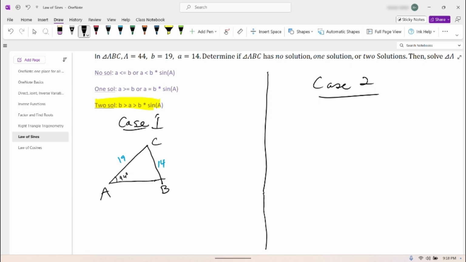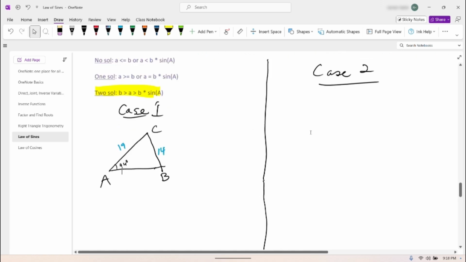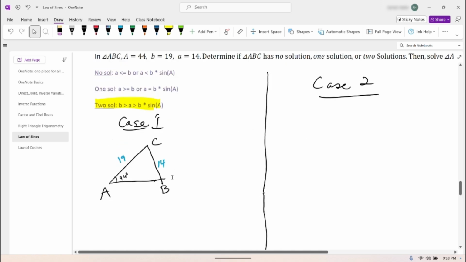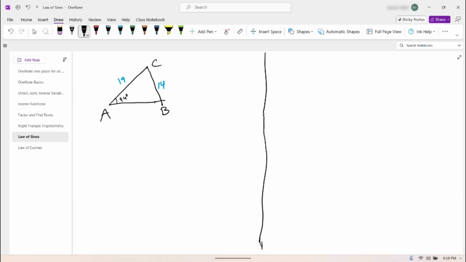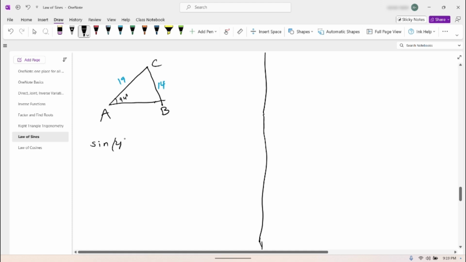So now we're going to solve the rest of the triangle, and we're going to use that information for case 2. Let us solve for angle B here. Using law of sines, we can say sine of 44 over 14 equals sine of B over 19.